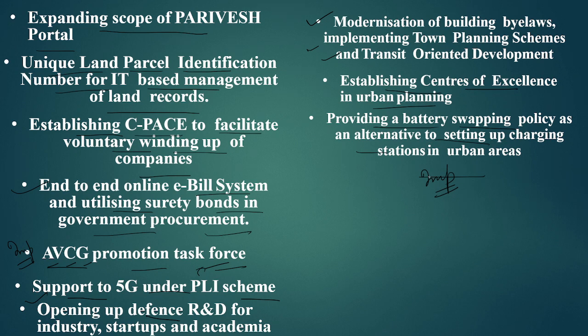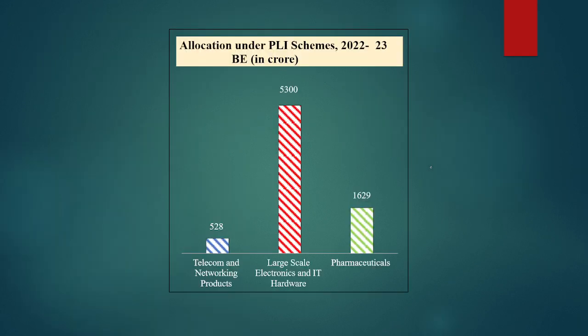All right. Okay, next we will be discussing some other points related to this. There would be some allocation under the PLI scheme, that is your production linked incentive scheme, and this would be launched under 14 sectors. So some of the sectors are given over here, in which some of the allocations is given that we would be discussing. So if I talk about PLI scheme, one of the sectors is telecom and networking products, and under this 528 crores of investment would be there.